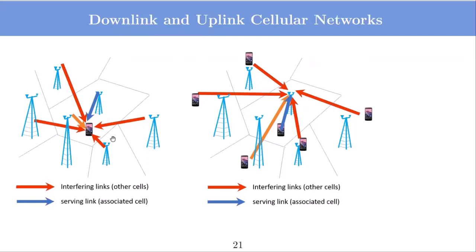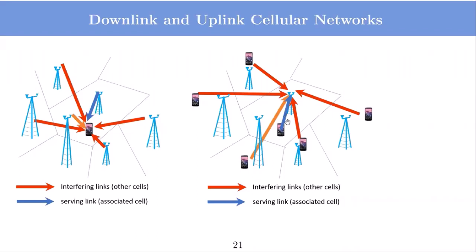So what does downlink mean? It means there are different towers and the user wants to download something from this base station. This is known as the downlink. So in that case, the other base stations are the interfering links, and this is the tower in the cell you are in, that is the desired base station, the serving link or associated cell.